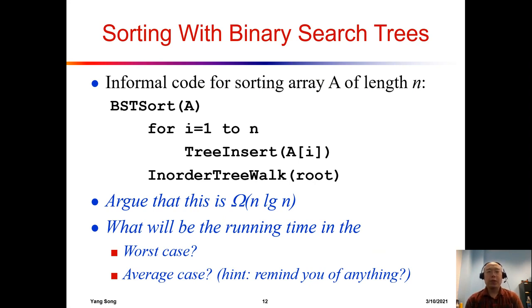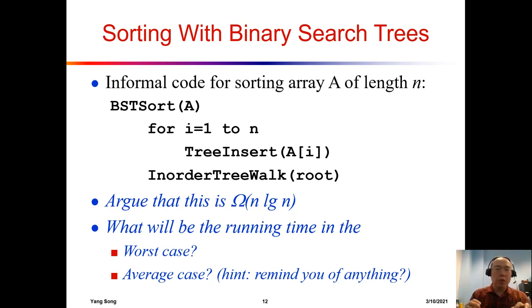Okay, let's continue and see how we can make use of the binary search tree and build another sorting algorithm. Actually, this is really easy. Assume that you have an array A and the length of the array is n. When you are trying to do a sorting algorithm, the first step will be, for each of the values in the array A, you want to insert that into a binary search tree.